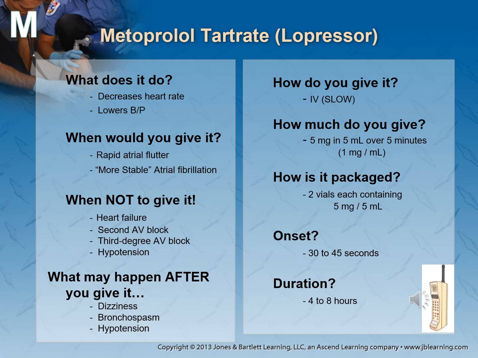It's a beta blocker that works directly on the beta-1 adrenergic receptors, and it directly affects, again, the heart rate and the contractility. Onset is super quick, usually 30 to 45 seconds. If it starts to work, you'll see a change, and the duration is 4 to 8 hours.